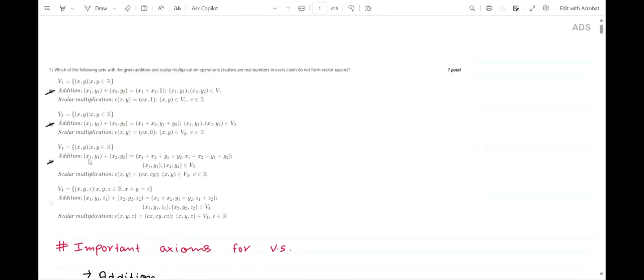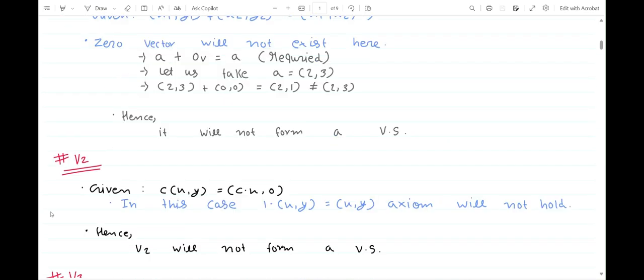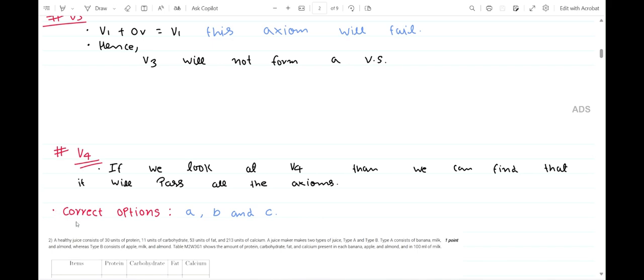Now if we look at the fourth vector set, V4 is equal to (x, y, z), such that x, y, and z belong to real numbers, and x plus y should be equal to z, where the addition is given as (x1 plus x2, y1 plus y2, z1 plus z2), and the scalar multiplication is given as (cx, cy, cz). By barely looking at the V4 vector set, we can clearly say that whether it is addition or scalar multiplication, it is in its standard form, hence it will pass all the axioms that are required for a vector space. So V4 is going to form a vector space.